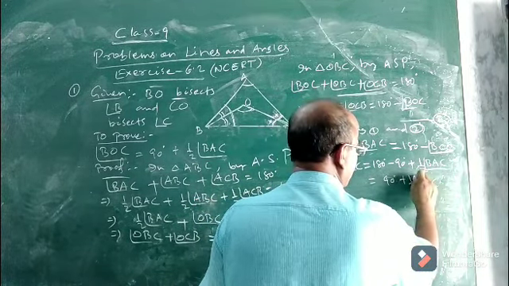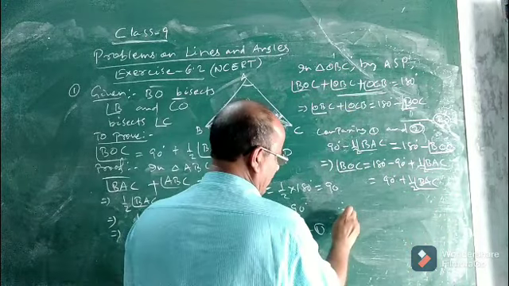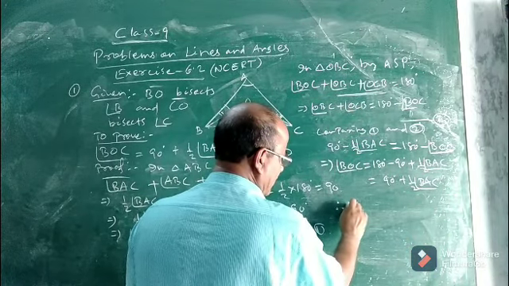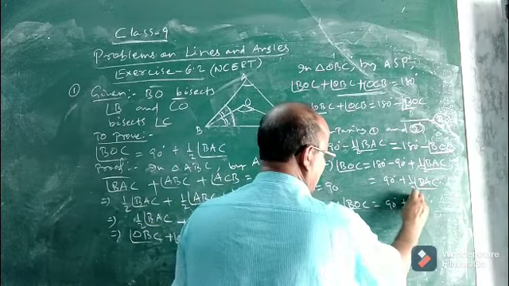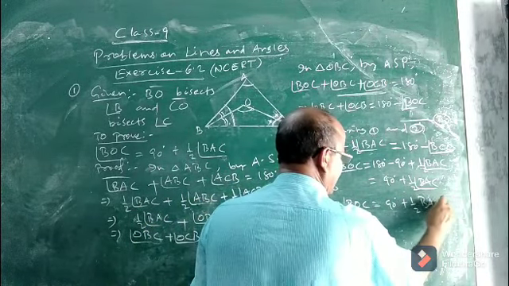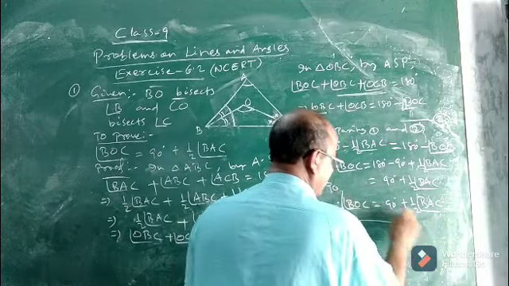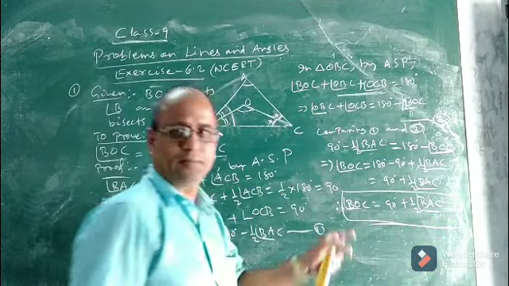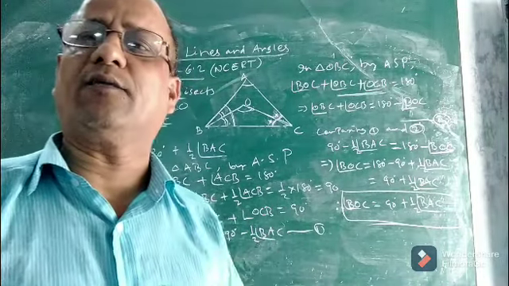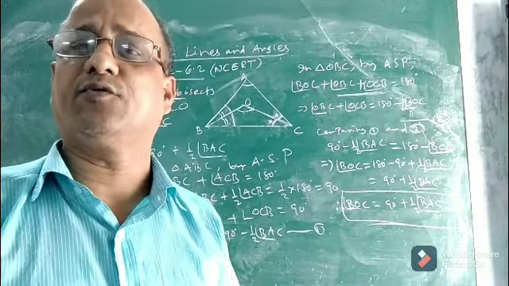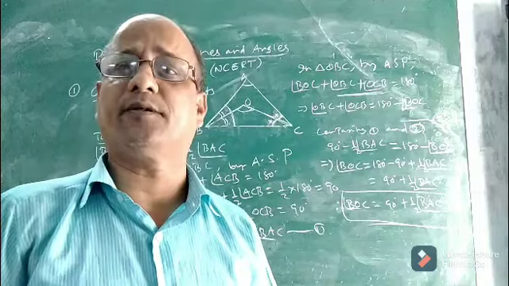You see, so we got the proof. Therefore, what is the conclusion? Angle BOC equals 90 plus half of angle BAC. This is the complete proof of the problem. To prove this particular one, which concept did we use? The concept of the angle sum property of a triangle.